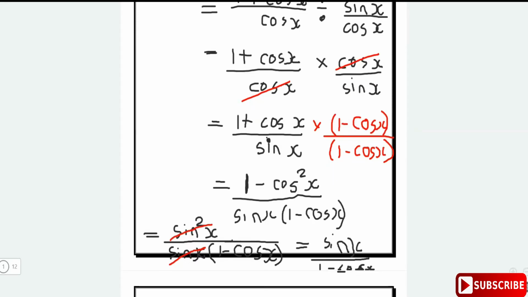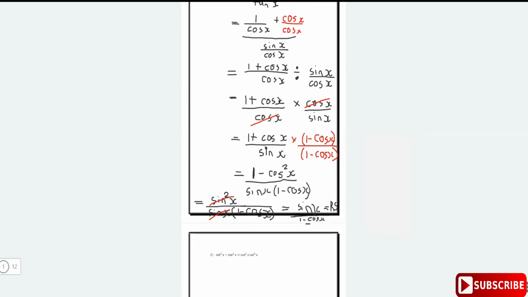All right, we need a little more space to write 1 minus cos x. But this is how we prove this question. Easy, soft. All right, that's your right-hand side. Easy. So that's how we prove this question.